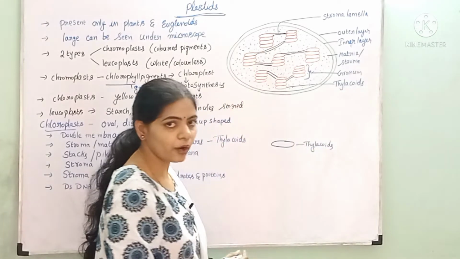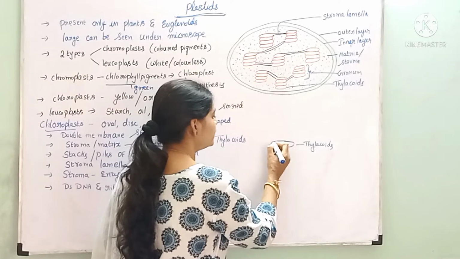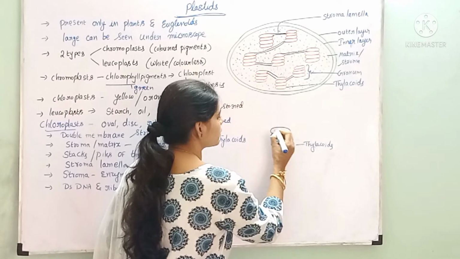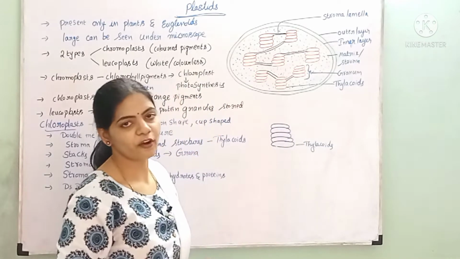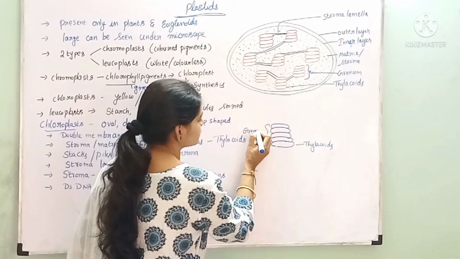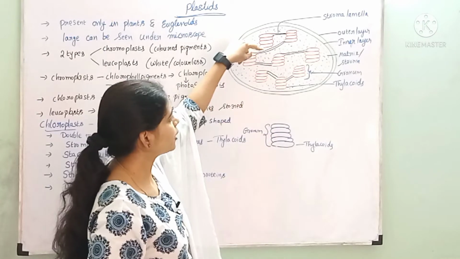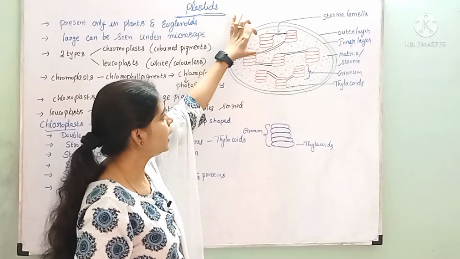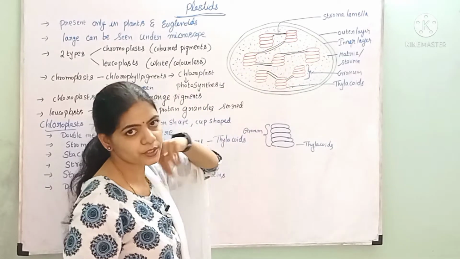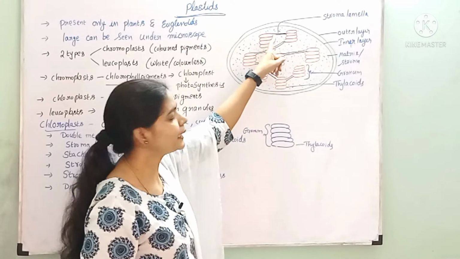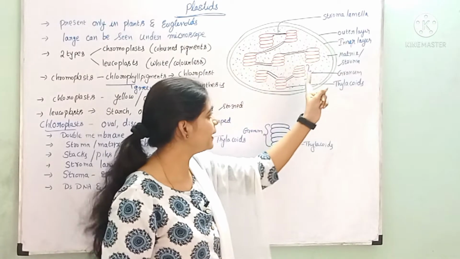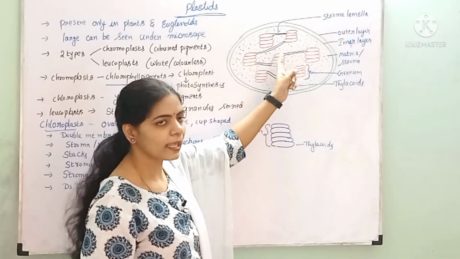These thylakoids are arranged one above the other in the form of stacks or piles of coins. And this group of thylakoids is called a granum. See here, these thylakoids are arranged one above the other and form a structure called granum. And these granum structures are interconnected by means of tube-like structures called stroma lamella.